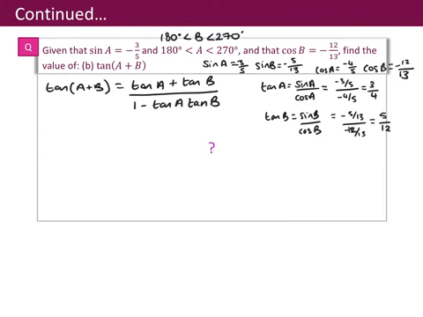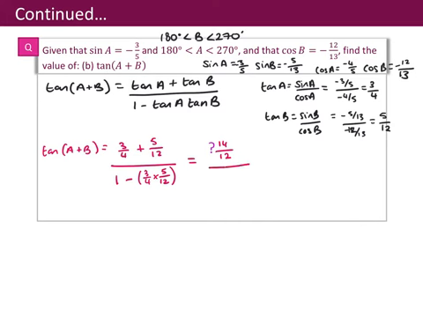Now we have those values, we can substitute them in. So that means that tan of A plus B equals tan of A, which is 3/4, plus tan of B, which is 5/12, all over 1 minus tan of A, 3/4, multiplied by tan of B, which is 5 over 12. If we figure that out, 3 over 4 in terms of 12 is 9 over 12, plus 5 over 12 is 14 over 12. All of that over 1 minus 15 over 48, which equals 14 over 12 over 33 over 48.